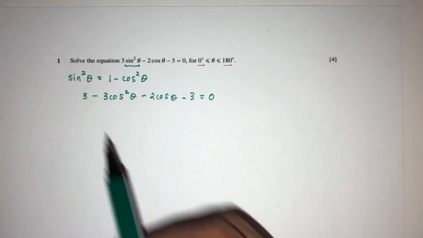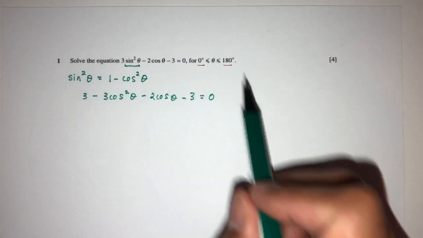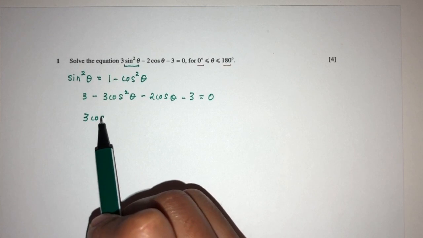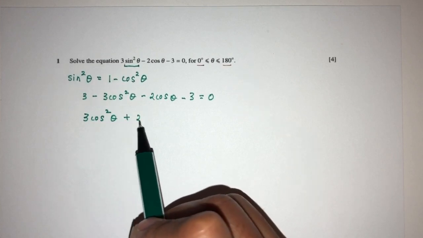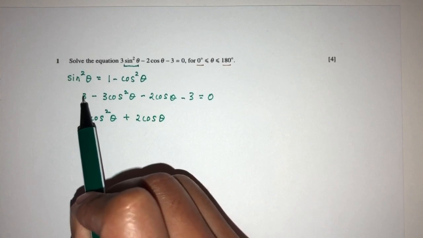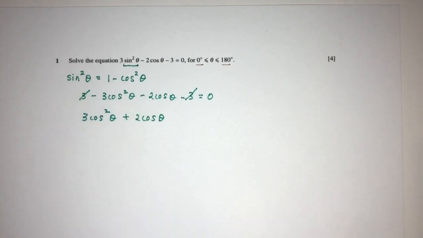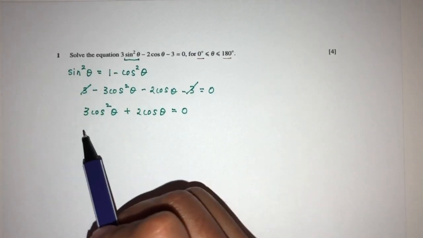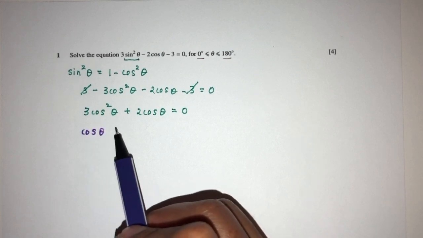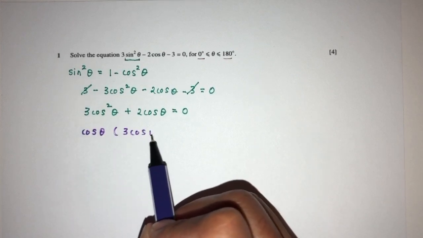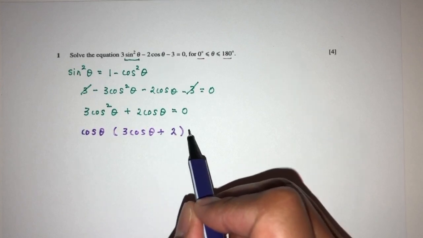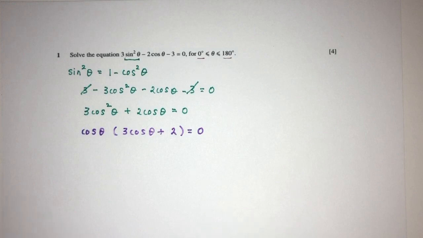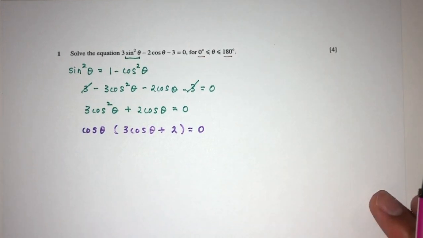Now let's try to rearrange this. Let's send everything to this side. You will have 3 cos square theta plus 2 cos theta. So here we have 3 minus 3, this will cancel out obviously. And then we have it equal to 0. Now from here we can actually factorize this equation, because here we have cos theta and cos square theta, so you will have to factorize cos theta outside. So you will have cos theta times 3 cos theta plus 2 equal to 0. Right. Now after factorization, obviously we can just solve to find the value of theta.